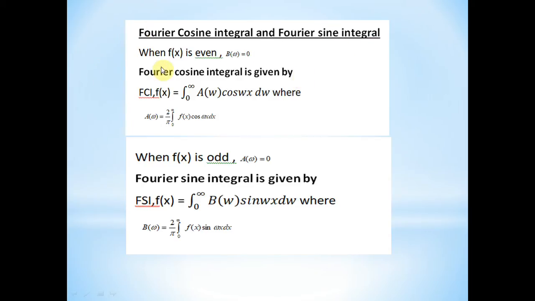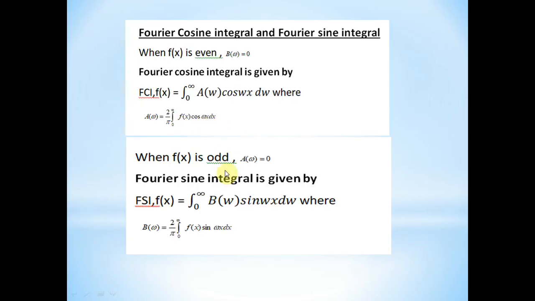If in the Fourier integral f of x is given to be an even function, then b of omega is equal to 0, and the Fourier integral reduces to the Fourier cosine integral, given by f of x is equal to integral 0 to infinity a of omega cos omega x d omega, where a of omega equals 2 by pi integral 0 to infinity f of x cos omega x dx.